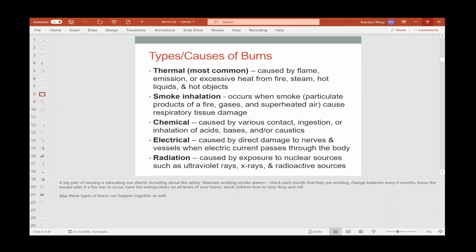But you can have some radiation. Hopefully we won't ever see any radiation from our nuclear power plants around here because we'll all be dead. Just saying. Ultraviolet rays is also a type of radiation. How do we usually get our ultraviolet rays? From the sun.